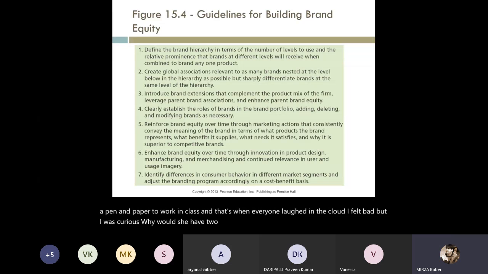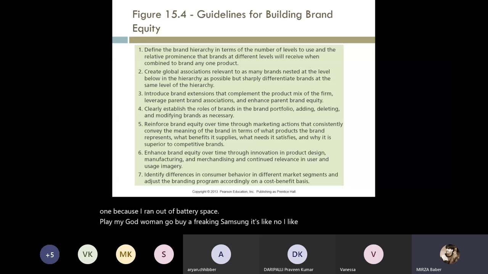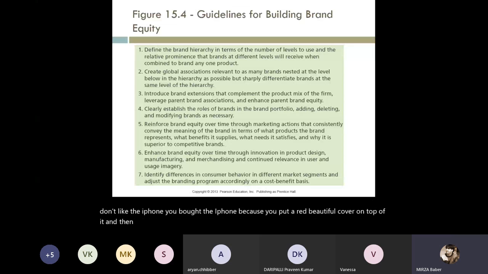And then she's like, "Oh no, I bought the new one because I ran out of battery space." I'm like, "My God, woman, go buy a freaking Samsung." And she's like, "No, I like the iPhone." I'm like, "You don't like the iPhone. You bought the iPhone because you put a red, beautiful cover on top of it." And then the narcissistic part was on both the phones, she had her own selfie as the wallpaper. I said, "This is amazing."